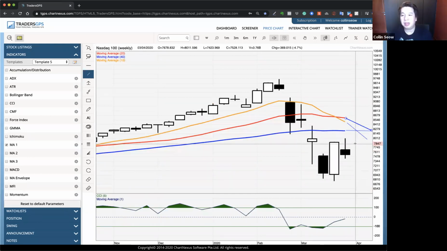By the way, if the 10 crosses the 20, can we still short? It's the same, no change to the setup. The setup is still the same.